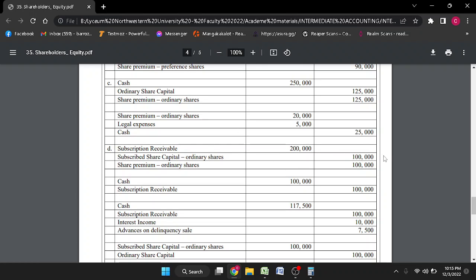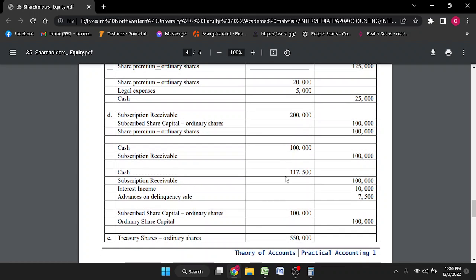Okay, debit subscribed share capital 100 and share premium 100. So this is the initial entry. Now they have paid half. However, the other half was not paid. Okay, it was not paid, became delinquent, and was put up for auction. So the total cash received was 117.